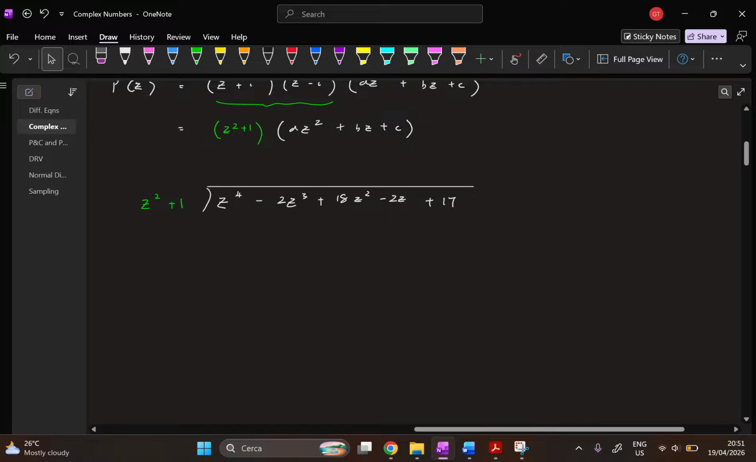First, what is here? z power 4, right? So I'm going to use a different color, okay? Obviously, what do I need to write on top here? I need z squared, right? So make it a good habit to align all the terms of the same power together when you do your long division. So z squared times z squared here, that only can get z to the power 4.